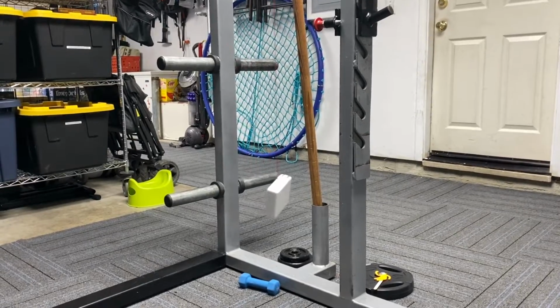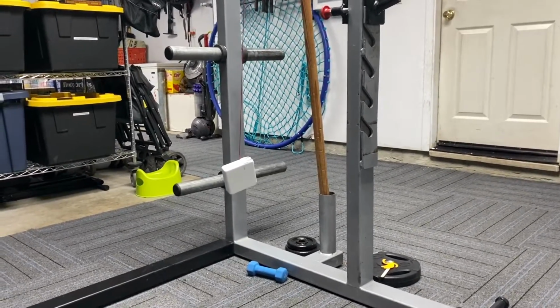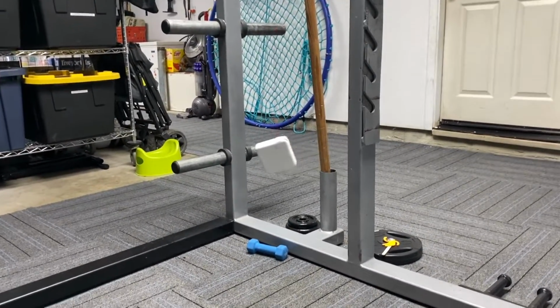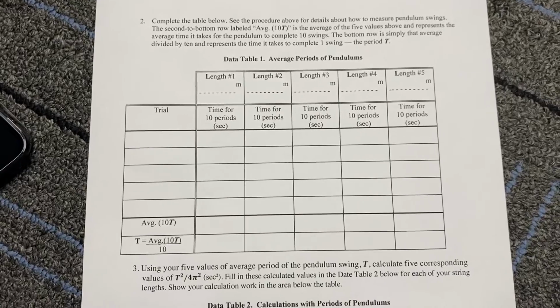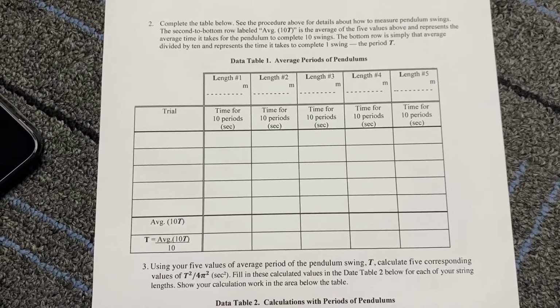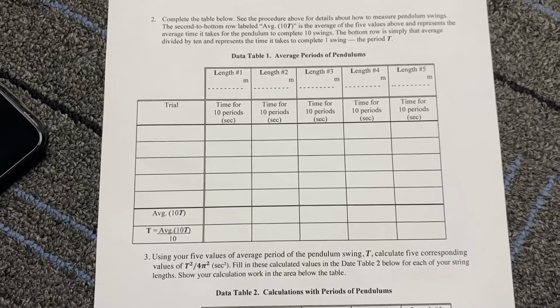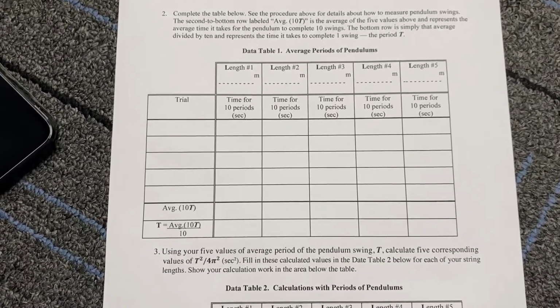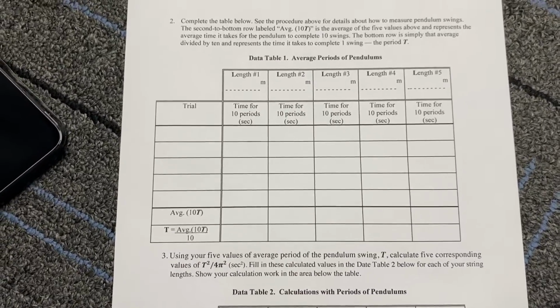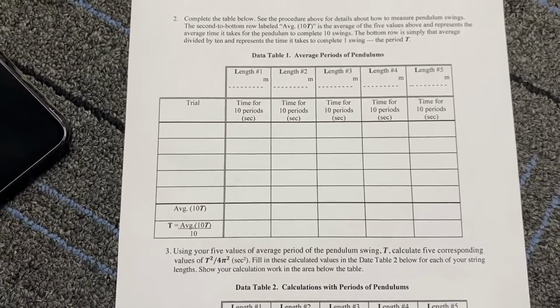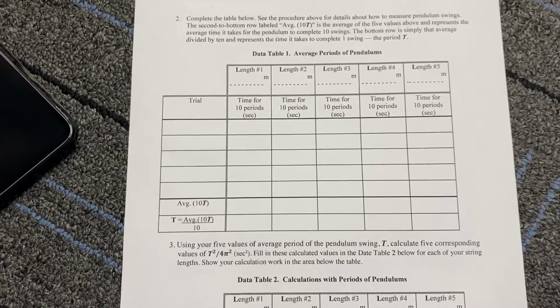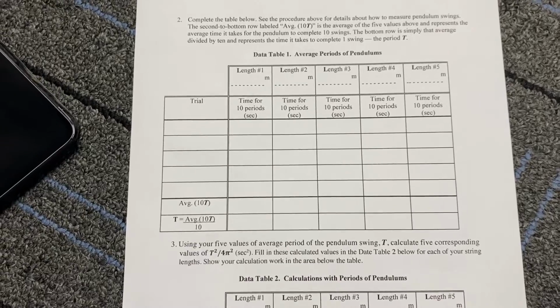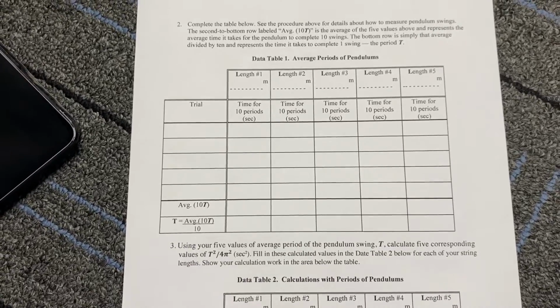Now, we want to have a measurement or measurements of 10 swings at a time. Let me show you the data table right down here. This is just a printed version from your lab, question 2. So you can see that we're going to have different length strings, okay? And we're going to measure the time for 10 periods. So 10 of those complete swings that I was just talking about. Okay, and then we're going to do that a total of 5 times. Each one of those is the trial. That's why there's 5 rows.